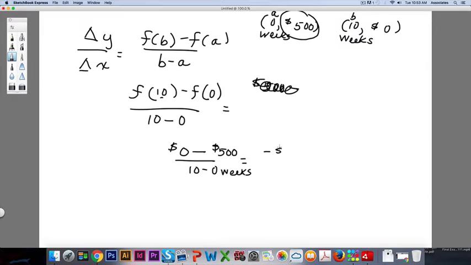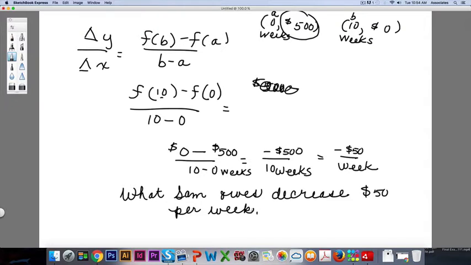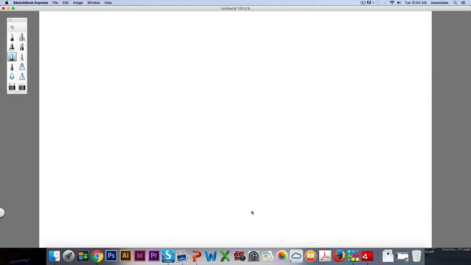So I get negative $500 over 10 weeks when I do the math, or it simplifies to give me negative $50 per week. It asks me what it means, and it means that what Sam owes decreases because of the negative sign, $50 per week. Okay, so double check that. Teacher, pause the video. Students need to copy this down into their notes, and I'll meet you back here in a minute. Welcome back. Let's go back to the PowerPoint.